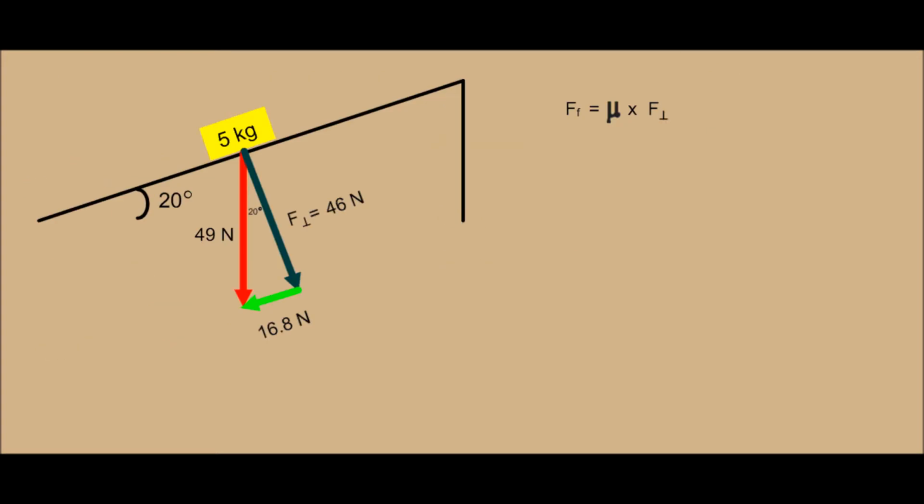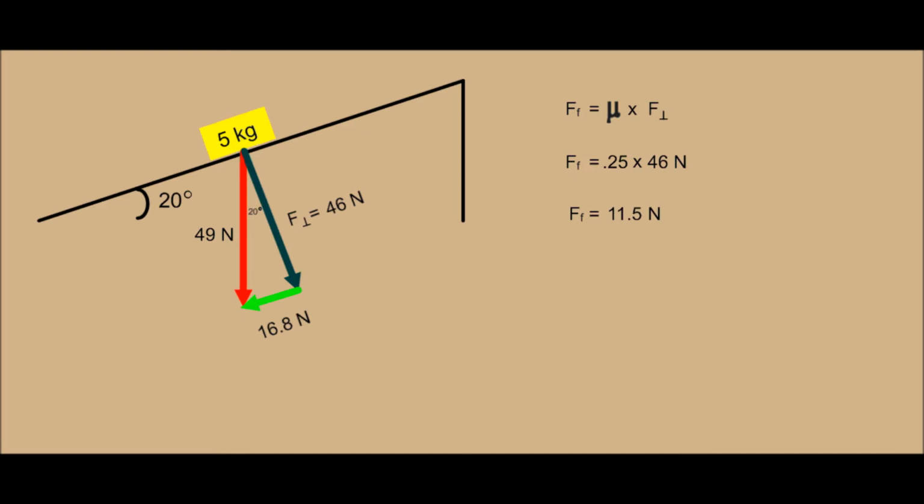Well, we know that the force due to friction is mu times the normal force. The force due to friction is mu, which is the coefficient of friction, times the amount of the weight that's perpendicular to the surface of the incline. So we were given mu, which is 0.25, and we already calculated the normal force, which is 46 newtons. So if you multiply those two together, the coefficient of friction times the normal force, you have a force of friction of 11.5 newtons.